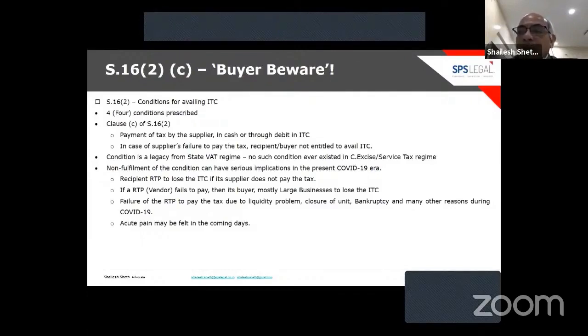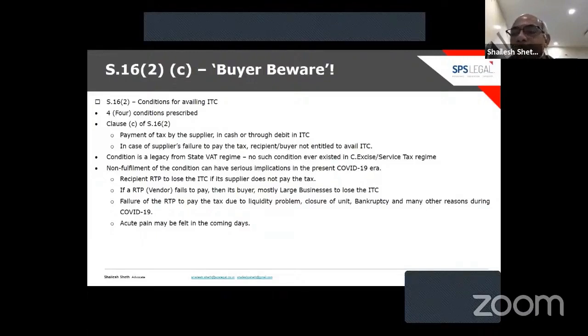And now this has created a problem everywhere. The first is, you see, in the COVID-19 era particularly, this condition can have serious implications, particularly for the MSME units. For instance, agar registered taxpayer koi, manlo MSME koi bhi hai, this will apply to everybody. I'm just giving the MSME, because they might be much more at the receiving end of this type of condition.